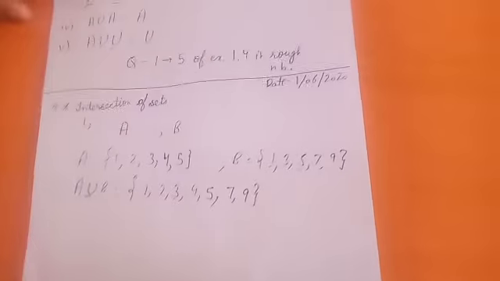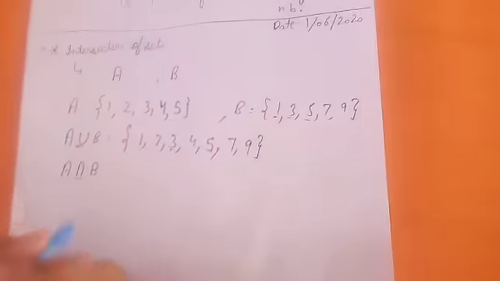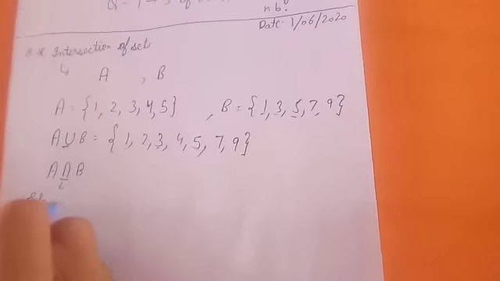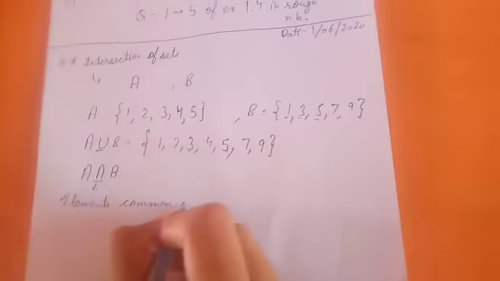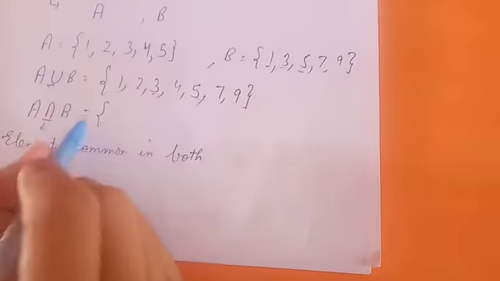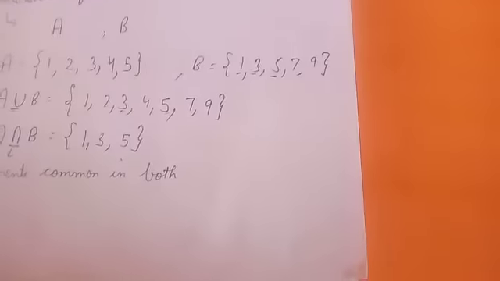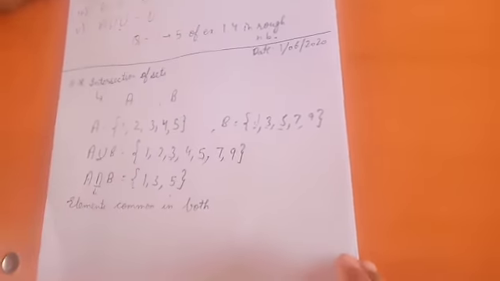And if we talk about intersection, A intersection B, intersection means elements common in both. So what are common in both? 1, 3, 5. This is our intersection.